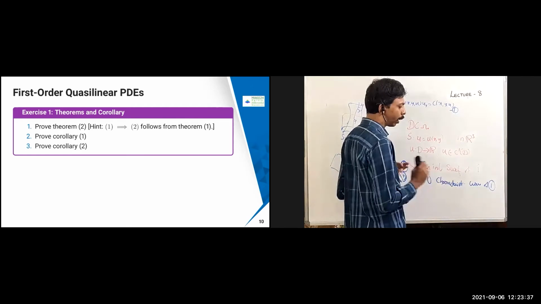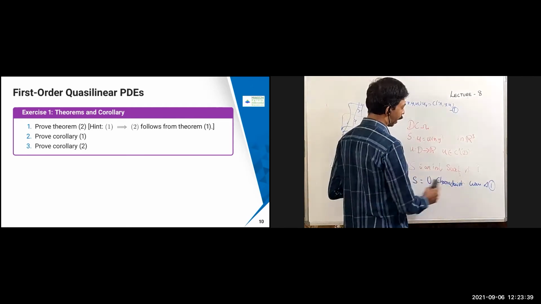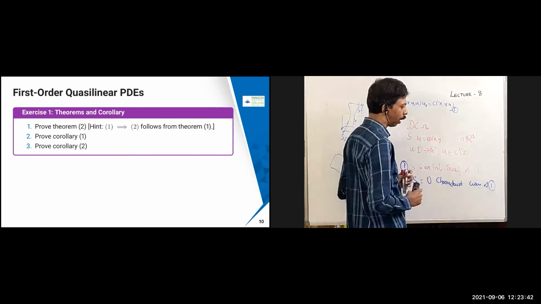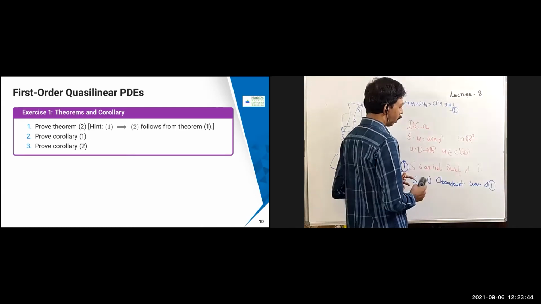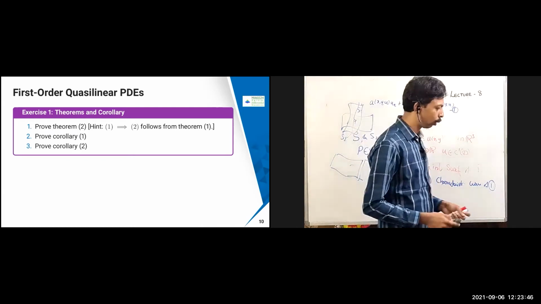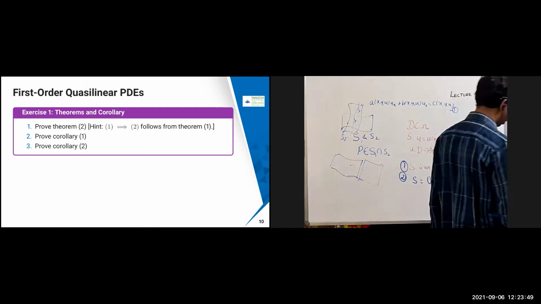2 implies 1, you have to prove it. That is a little tricky because of the union of characteristic curves, then you have to prove it. Then using that you can prove corollary 1 and corollary 2. So I'm not going to give the proofs, you can prove them as an exercise.